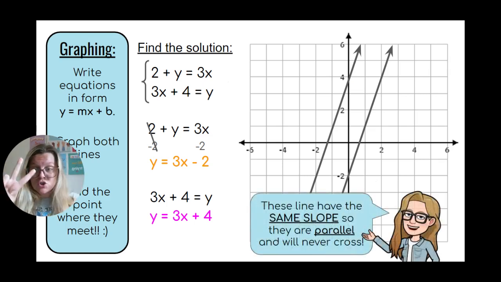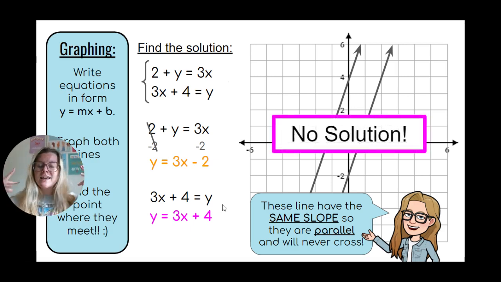When you have two lines with the same slope, notice how they're both 3. Those are parallel lines. Think back to geometry. They are never going to cross. So the answer to my system of equations is no solution. When they have the same slope, you're going to tell me no solution because they are never going to intersect.